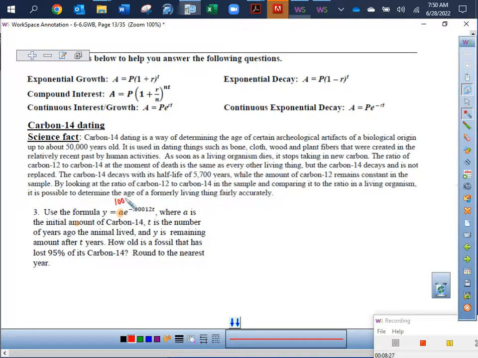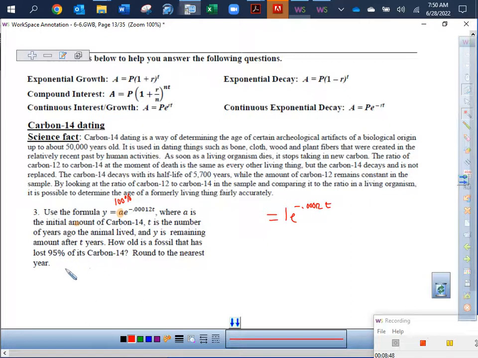So 100% goes in here, but we can't put a percent into the formula, so we've got to put a 1 in. So we're going to put a 1 in for A. So here's what I've got going on so far. I've got a 1 in for A. There's an e in the formula. I've got the negative 0.00012, then times t. So that's what we're solving for.